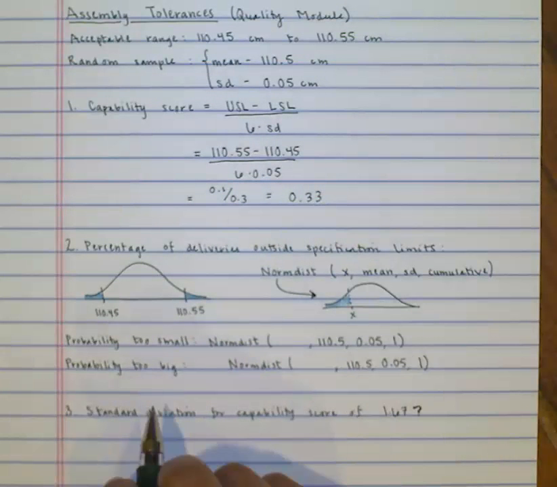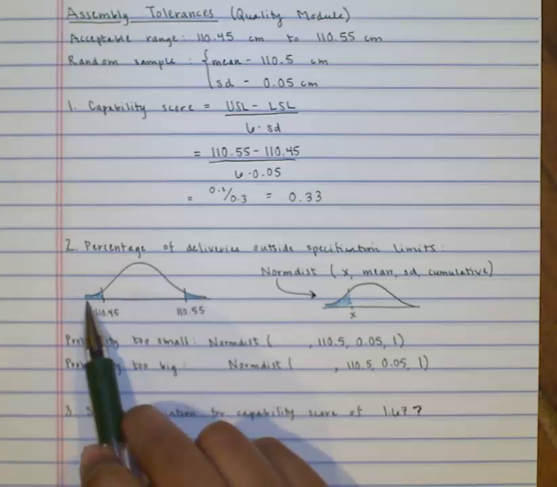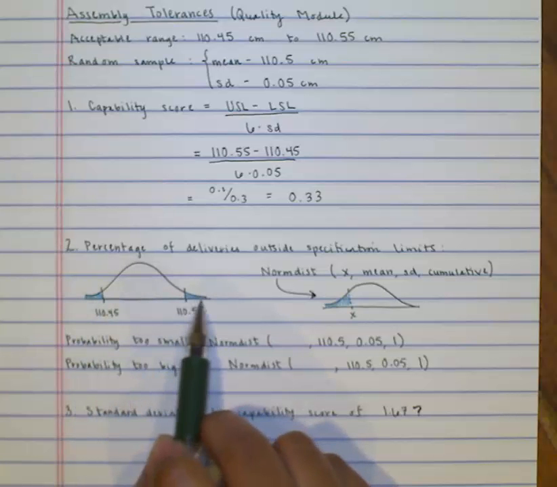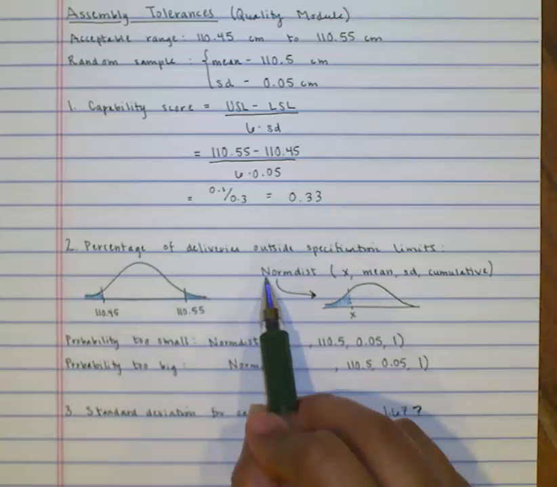The second question asks us what percentage of deliveries are outside the specification limits. For this question, we are assuming that the distribution of the part measurements follows a normal distribution. Then, what we are interested in is the percentage of deliveries that are in the two tails, below 110.45 and above 110.55. To solve this, you can use the normDist function in Excel.